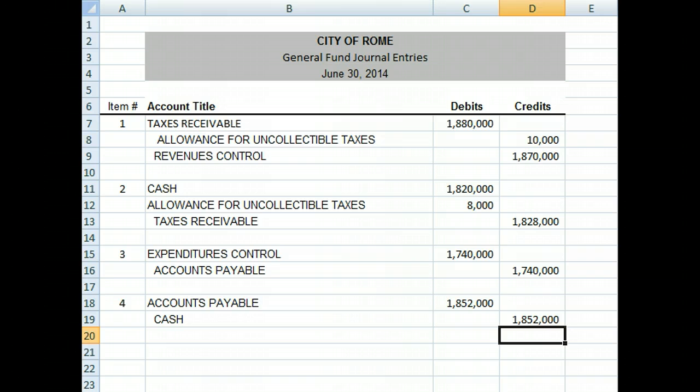I want you to notice something right here. If you're looking in your book at problem 4-6, when you look at cash, we just did a credit for $1,852,000, and the credit to the cash account was $1,867,000. They told us that there were no incoming transfers, but there was a transfer out. So that tells us that the other $15,000 that made up the credit to cash had to be from a transfer out.